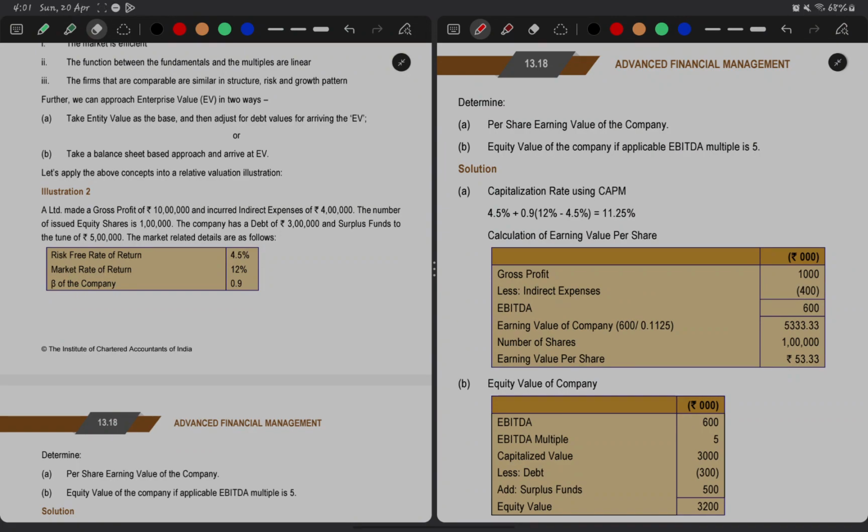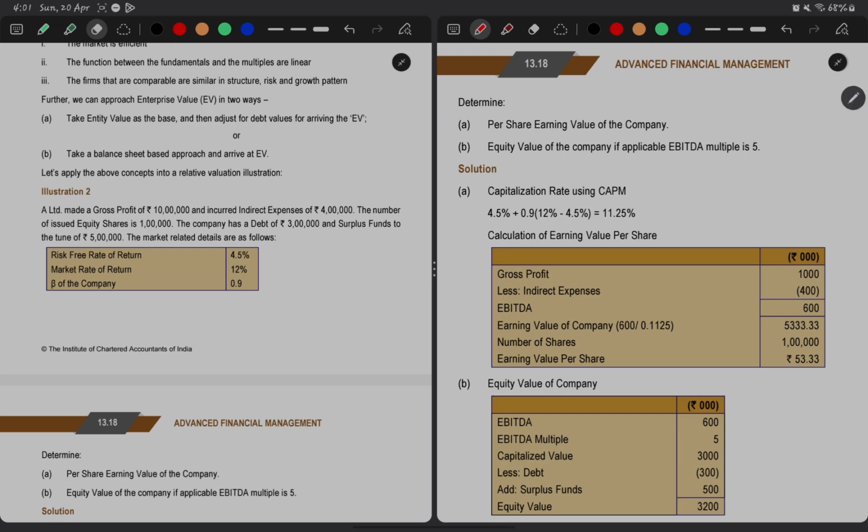Illustration 2. A Limited made a gross profit of 10 lakh and incurred indirect expenses of 4 lakh. The number of issued equity shares is 1 lakh. The company has a debt of 3 lakh and surplus funds to the tune of 5 lakh. The market related details are as follows. The risk-free return is given, market rate of return is given, and beta of the company is given.